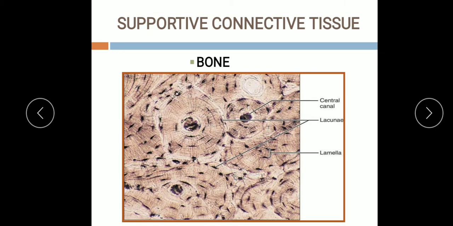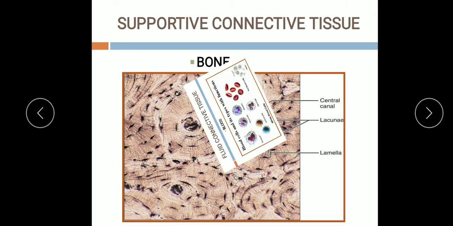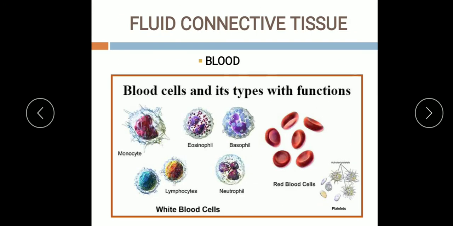So this some comparative study also you do. Next is the fluid connective tissue. Fluid, as it is clear from the name, it is fluid in nature, which connects. So fluid connective tissue here is of two types: blood and lymph. So we'll see the blood.